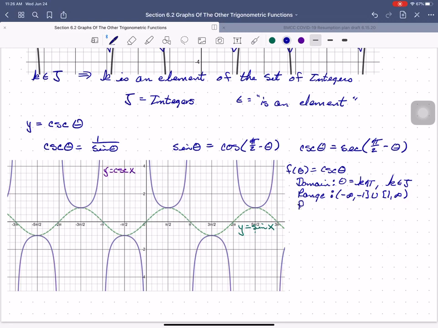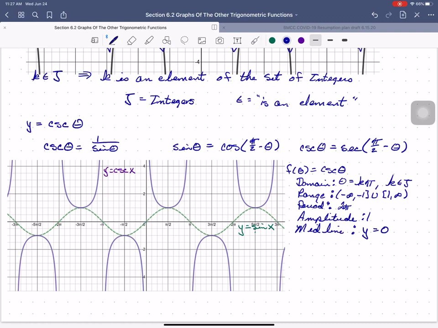The period of this function is 2 pi, and we can talk about an amplitude of 1, and the midline for an unshifted cosecant will be the x-axis.